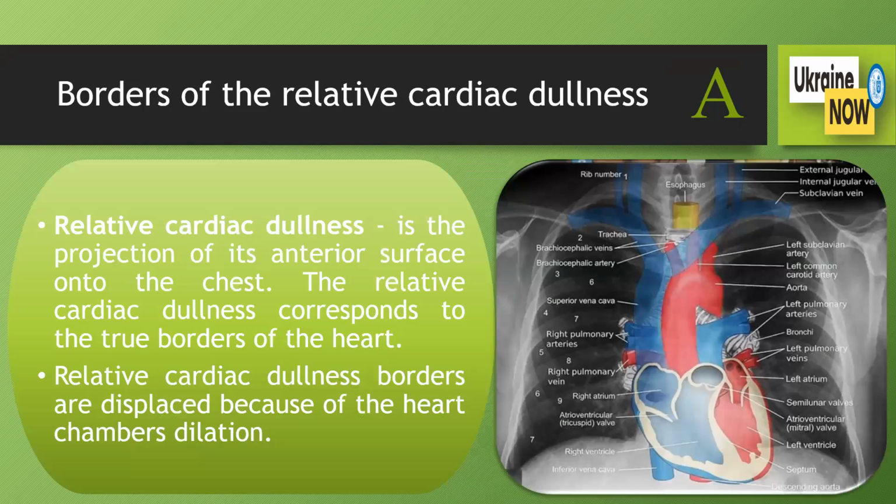Point A in percussion of the heart is determination of borders of the relative cardiac dullness. It is the projection of the heart's anterior surface on the chest. The relative cardiac dullness corresponds to the true borders of the heart. Relative cardiac dullness borders are displaced because of heart chamber dilation.